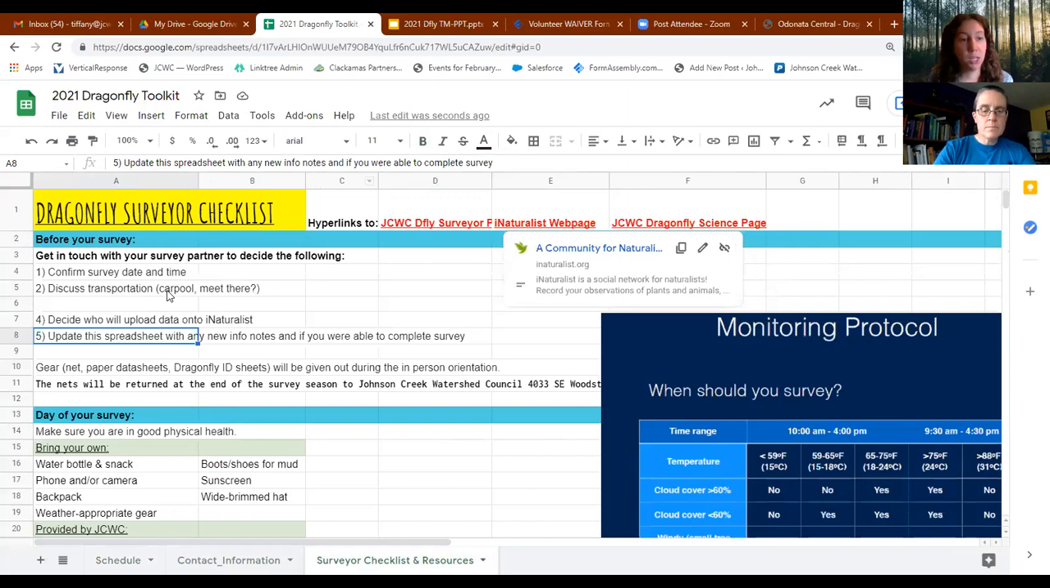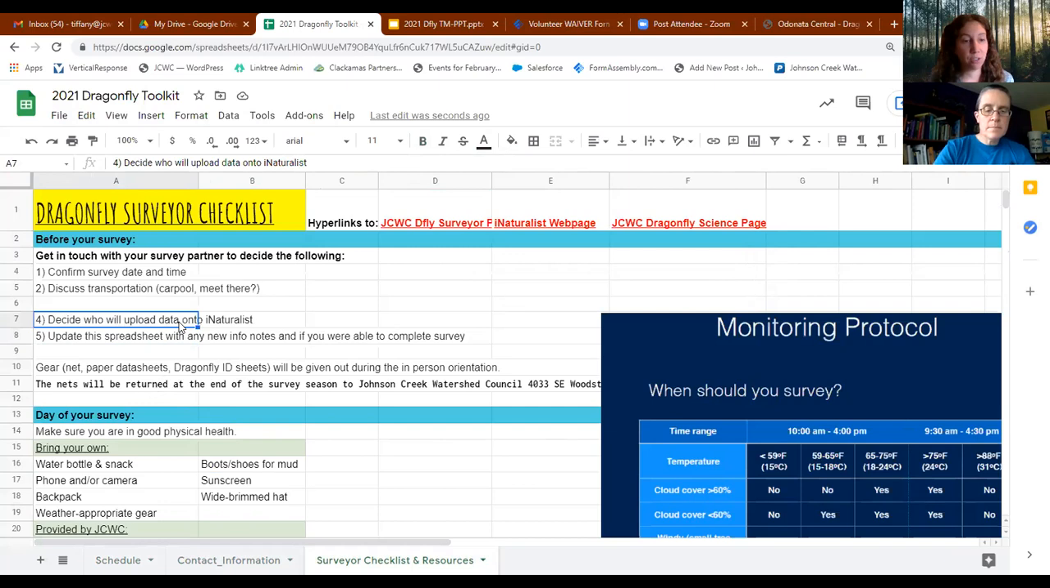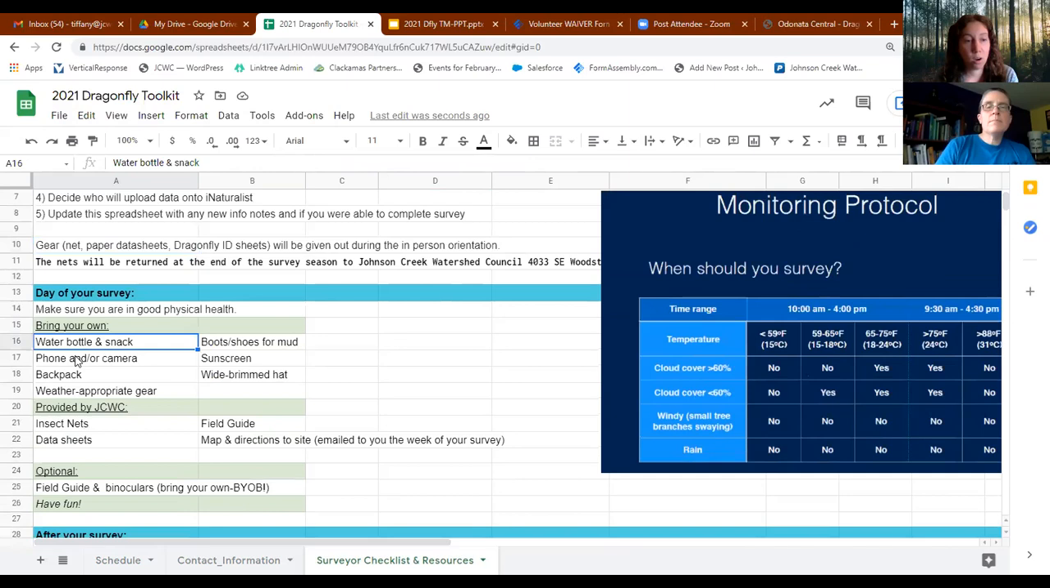Okay, and so at that point, you've got your spreadsheet. You put your info on iNaturalist. The gear you're going to get today is a dragonfly net and paper data sheets. It's going to come with a color version of the families, the most common species, your data sheet, and a net. Other things you're going to need to bring: water bottle, snacks, your phone or camera, backpack, gear for the weather. The things we're providing are data sheets and nets.